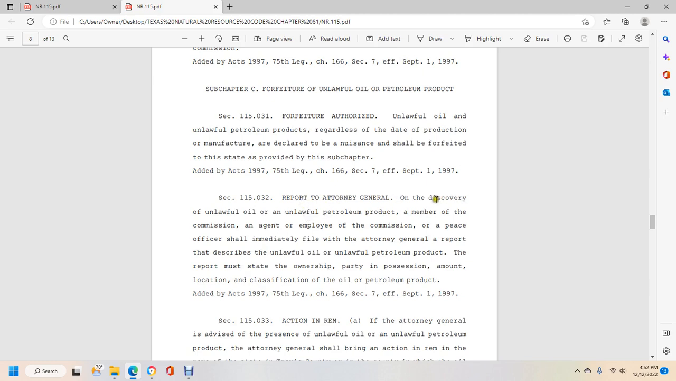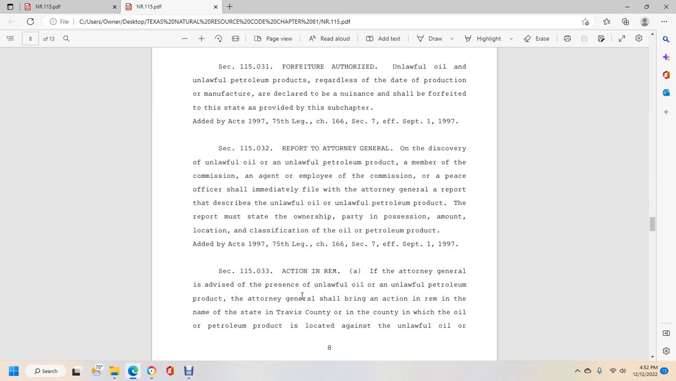Section 115.032, report to the Attorney General on discovery of unlawful oil or unlawful petroleum product. A member of the commission, an agent or employee of the commission, or a peace officer shall immediately file with the Attorney General a report that describes the unlawful oil or unlawful petroleum product. The report must state the ownership, the party in possession, the amount, the location, and the classification of the oil and petroleum product. Added by Acts 1997.